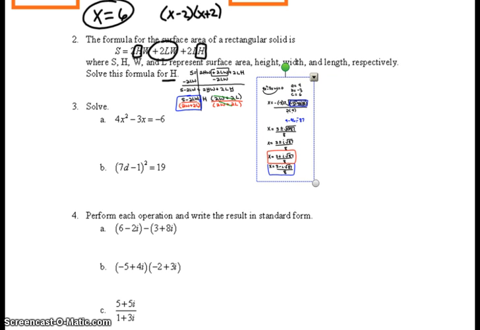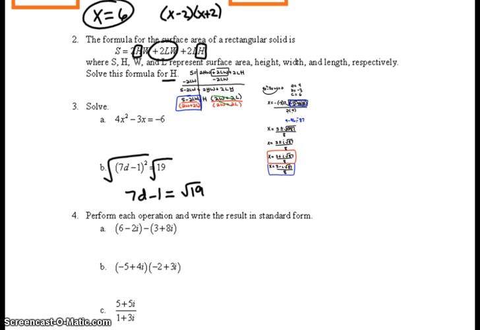Okay, on 3b, we want to get rid of the square, and so we're going to take the square root of both sides. That leaves us with 7d minus 1 equals the square root of 19. Okay, so to solve for d, we're going to take 7d equals the square root of 19 plus 1, and then we're going to divide by 7. So d is equal to the square root of 19 plus 1, all of that over 7.